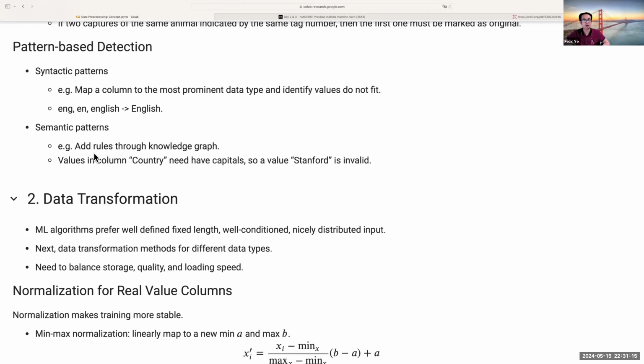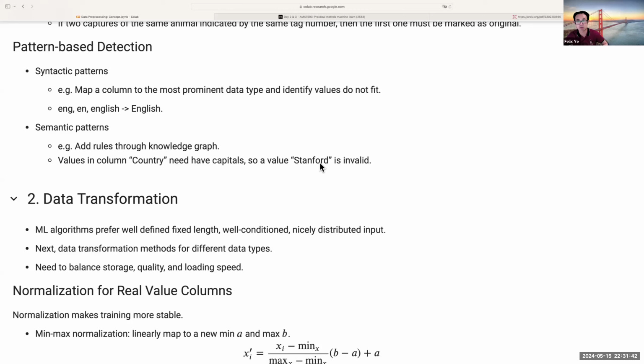And also for the semantic patterns, you can use rules through the knowledge graph. For example, we know if it has a country, it must have a capital. So if you have Stanford as a capital, that will be invalid because we know Stanford is not a capital of any country, right? So you can have some simple rules to see whether it makes sense.